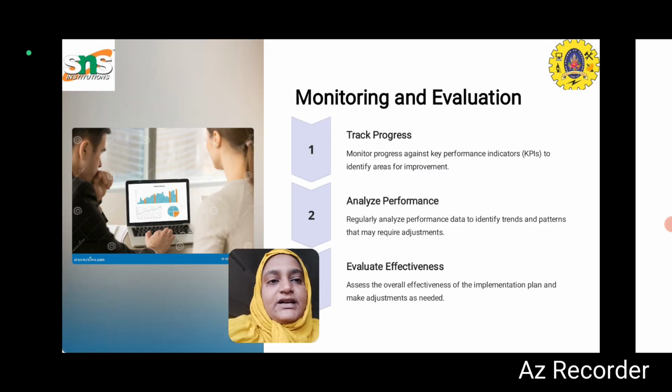So monitoring and evaluating, track the process where you are, where is the situation that you're standing now, analyze the performance. You have to analyze, if you go at this particular speed, can you reach that particular position on time, in the right quantity, quality, everything. And evaluate the effectiveness. So after completing, just evaluate it. Have we reached it properly, or if not, how could we correct it next time?